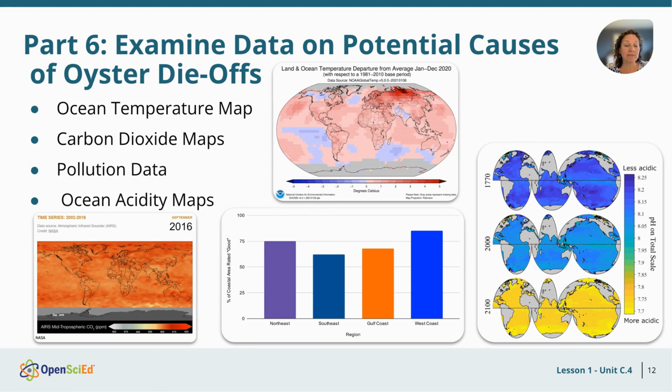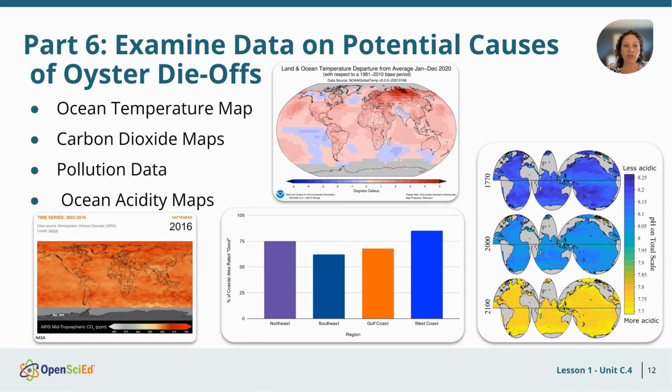Carbon dioxide is going up in the atmosphere, and it might possibly be that some is getting into the ocean, although there doesn't seem to be anything special about the carbon dioxide in the Pacific Northwest. For pollution, the chart on the bottom in the middle, the West Coast actually has the least amount of pollution, even though there's oysters that are being more affected by these overnight die-offs here. So pollution is probably not the cause, even though we know there has been a pollution problem in the past.